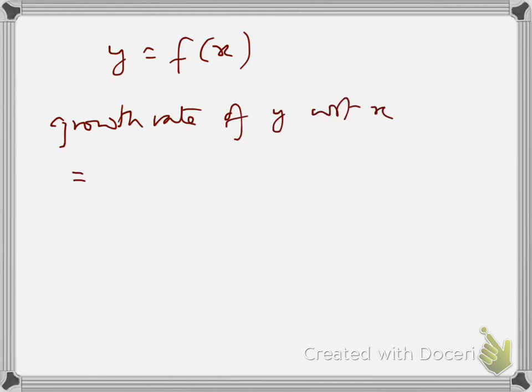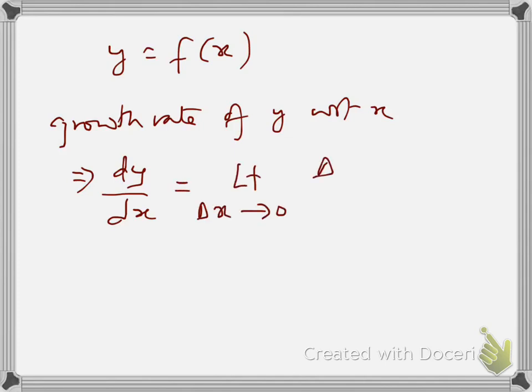So how do we define it? We write it as dy by dx, change in y by change in x, with the change in x going to 0. When the change in x goes to 0, the change in y also goes to 0, because y depends on x. Now this is written as limit delta x tends to 0 of delta y by delta x. You write it like this. What is the numerator? Change in the dependent variable. What is the denominator? Change in the independent variable.